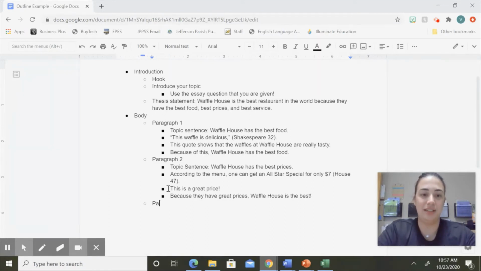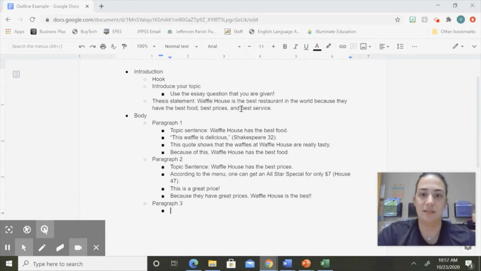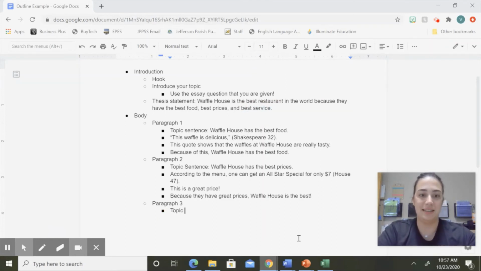Paragraph 3. What's paragraph 3 going to be about? If you're looking up here at your thesis, paragraph 3 is going to be about the best service. That's where you're going to write about for body paragraph 3. So topic sentence: Waffle House has the best service.